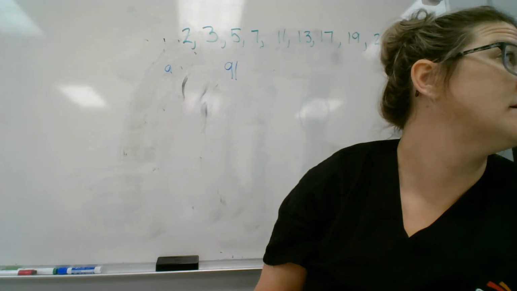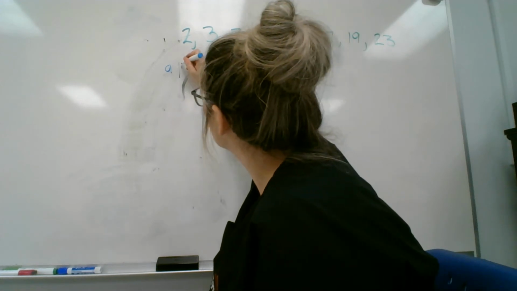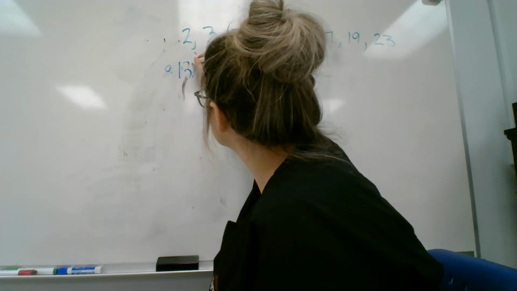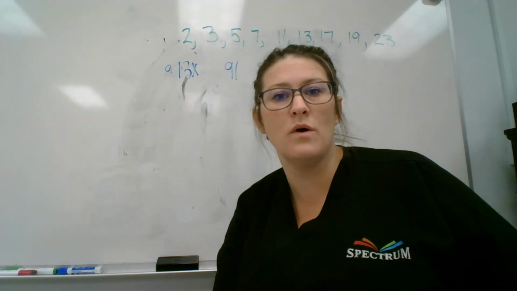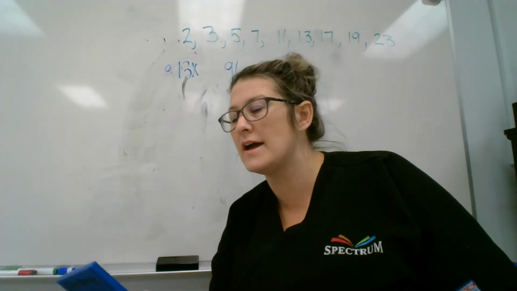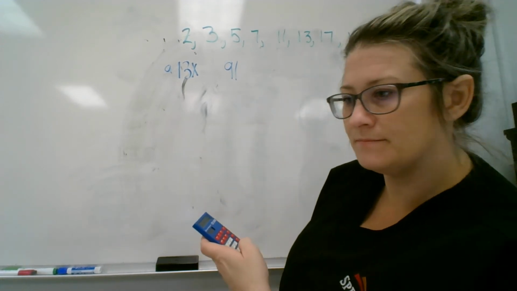All right, so 13 is my first prime number that goes into 91. 13 times what number equals 91? Let's go see. Let's continue on. So I'm here. So let's see.